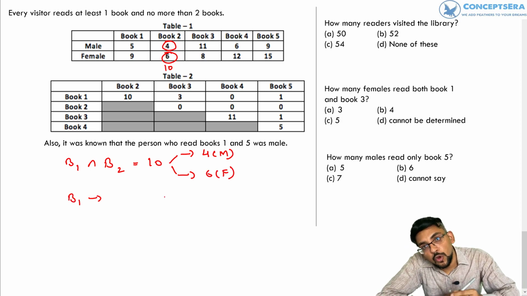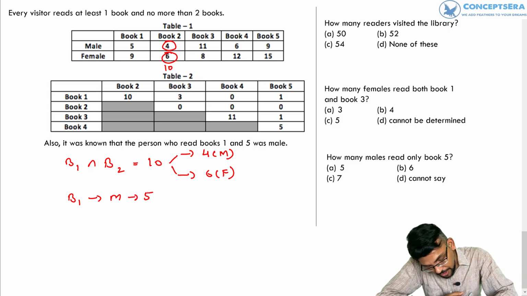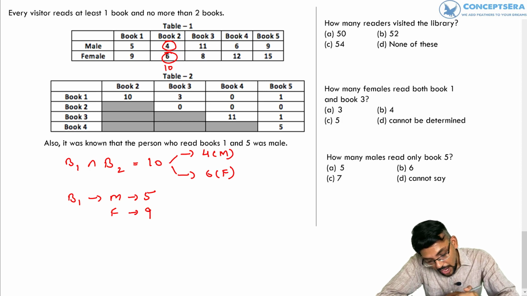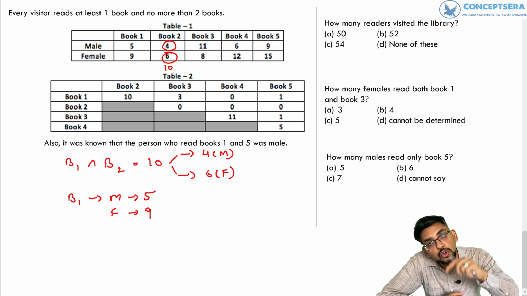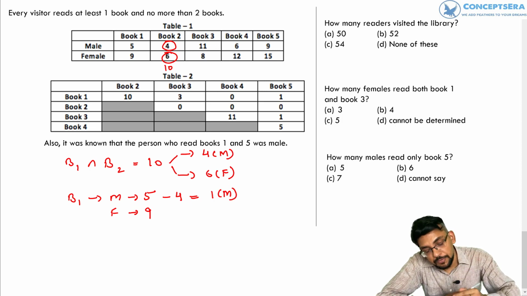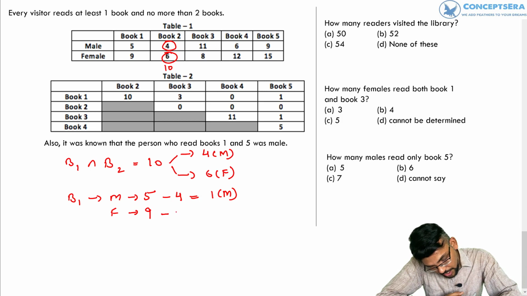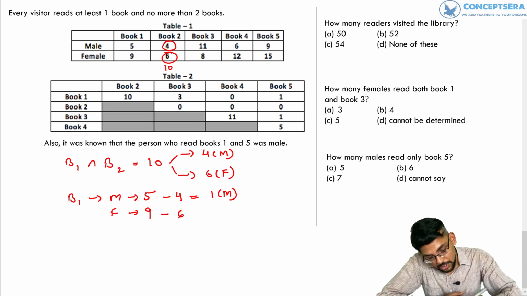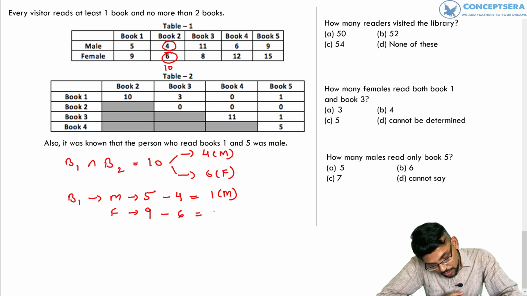Now if you come back to book 1, in book 1, the number of males is 5 and the number of females is 9. Out of 5 males, 4 of them are reading book 2 also. So only 1 male is left out here. And out of 9 females, 6 of them are reading book 2. So 3 females are left out here.